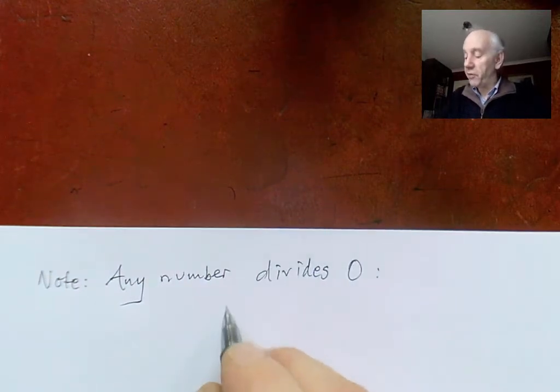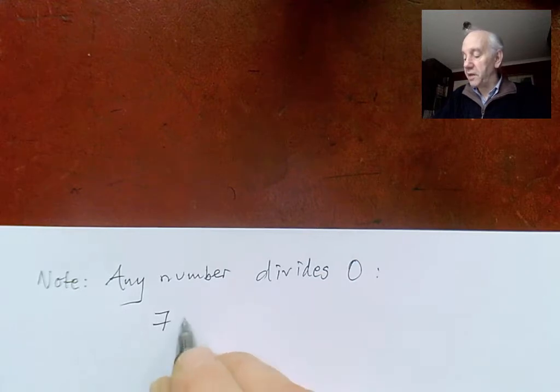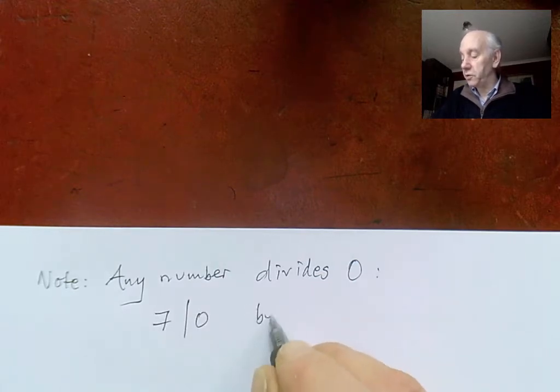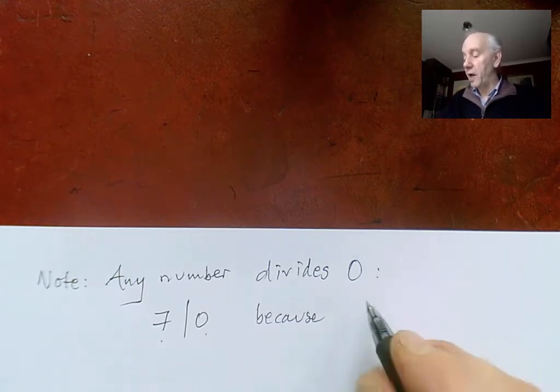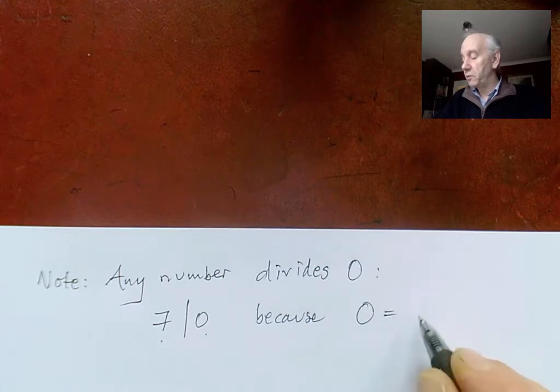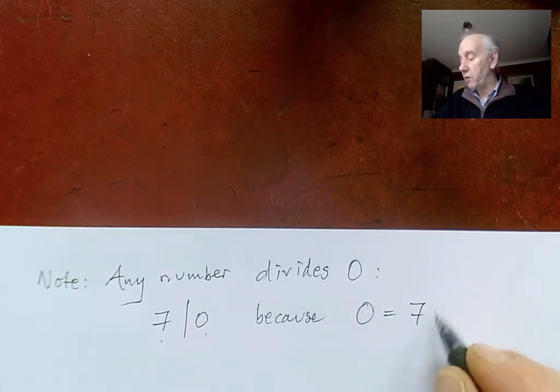For example, 7. So why does 7 divide 0? This is because, remember what the definition is. We have to find a quotient. We have to be able to write the number a, which here is 0, as an integer times the number b. Well, we can do that because, of course, 0 is equal to 7 times 0.